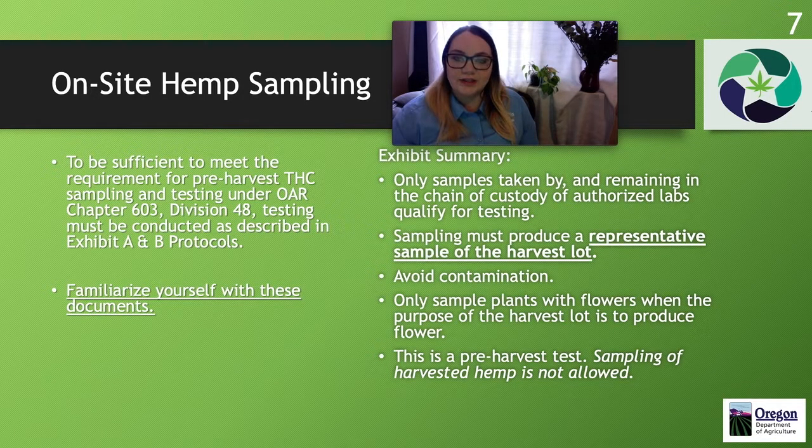Lastly, this is really important. This is a pre-harvest test, and so sampling of harvested hemp is absolutely not allowed. If you show up to an area and a grower just hands you chopped down flower or something that they want you to test, that's not a pre-harvest compliance test. And so any sampling you do for this test needs to come from plants that are in the ground and plants that you personally take the sample from.